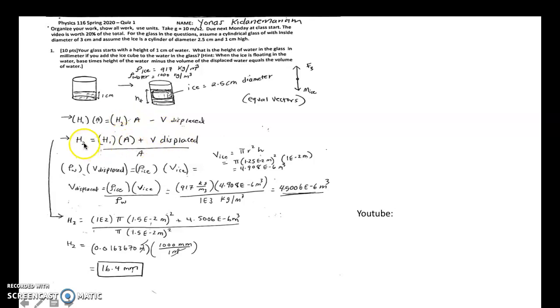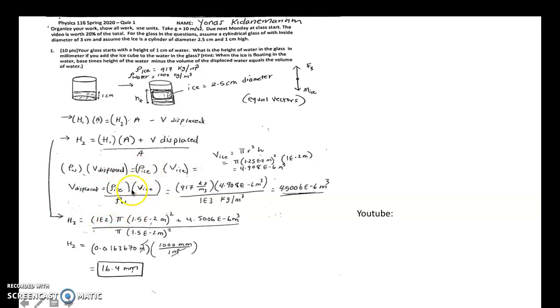Once I had this set up, I'll be using this later on, but in the meantime, I have this set up as well, which is the density of water times the volume displaced equals density of ice times the volume of ice. And this will give us the volume displaced, sorry. So what I have set up is volume displaced equals density of ice times volume of ice, and we're going to divide that by density of water.